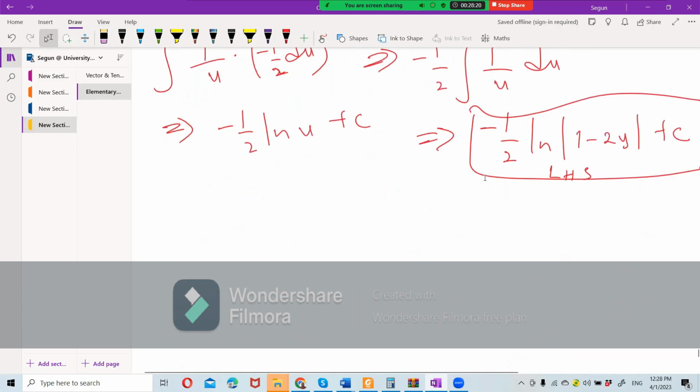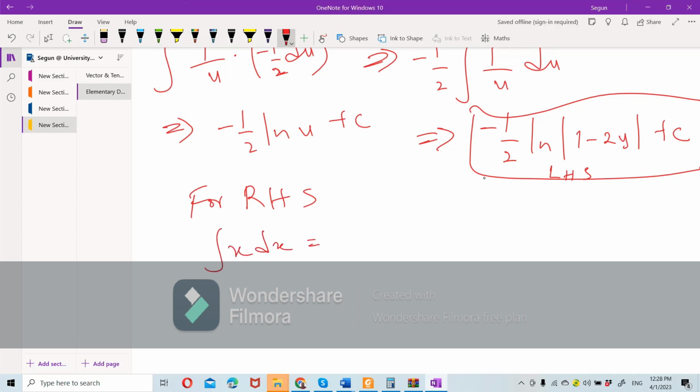Okay. So now let's look at it. For the right hand side, the right hand side is the integral of x dx, which is simple. That gives us x squared over 2.